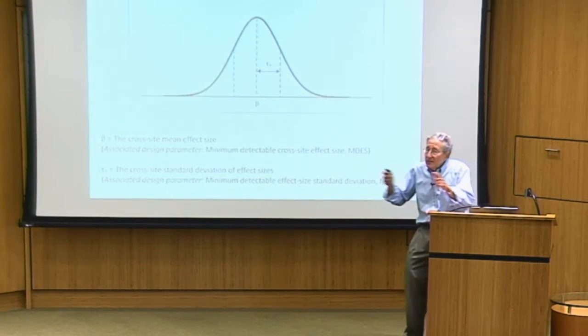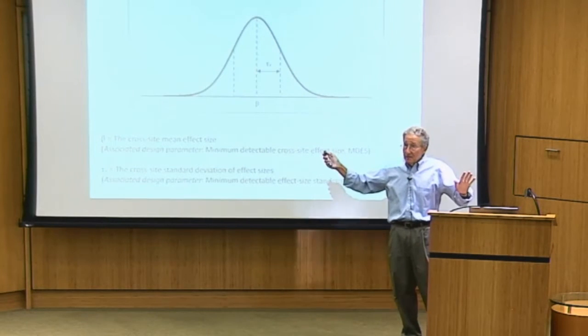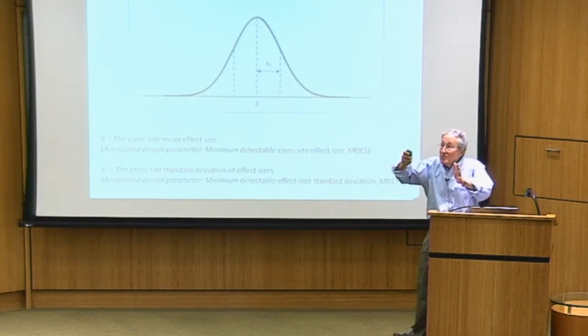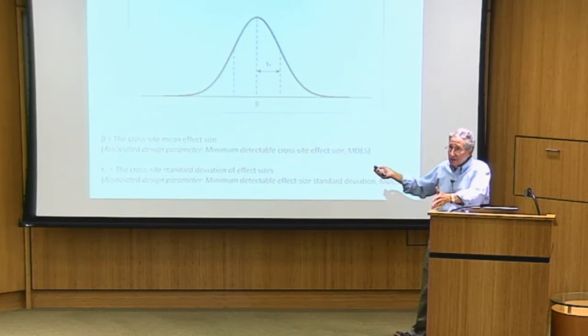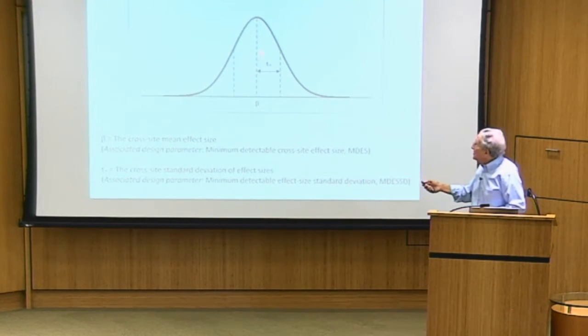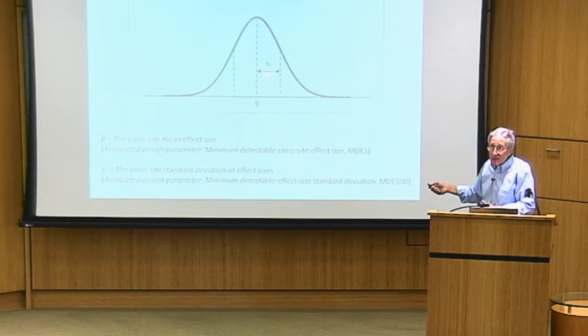It's a minimum detectable effect size, not a minimum detectable effect. A minimum detectable effect would be in its original units. A minimum detectable effect size would be in standardized z-score units. That's all. So I just changed the notation here. That's still the cross-site standard deviation, but it's the cross-site standard deviation of effect size.